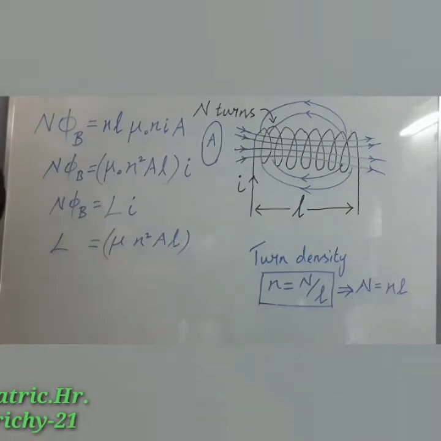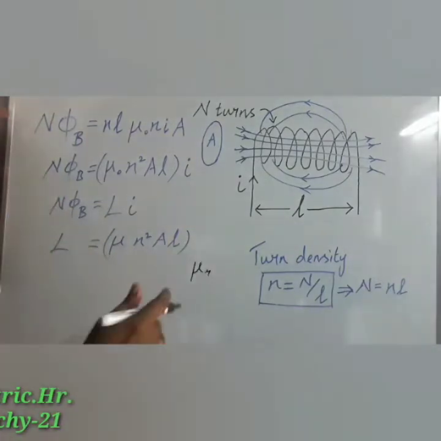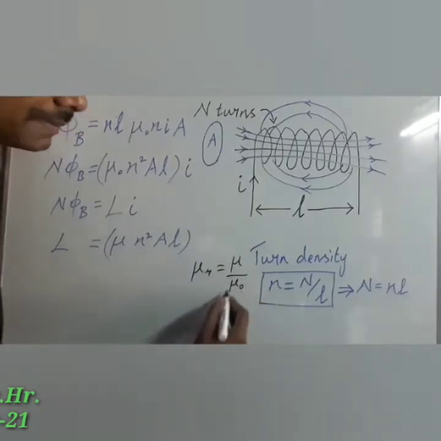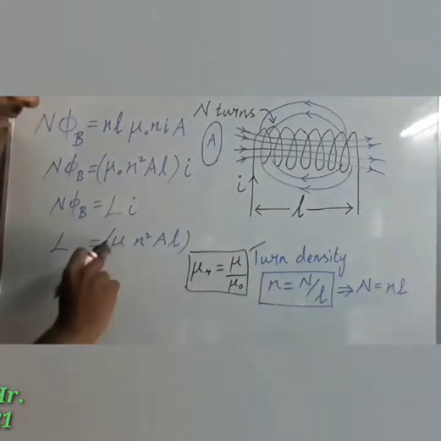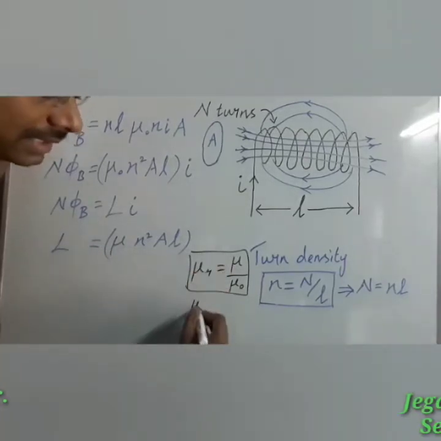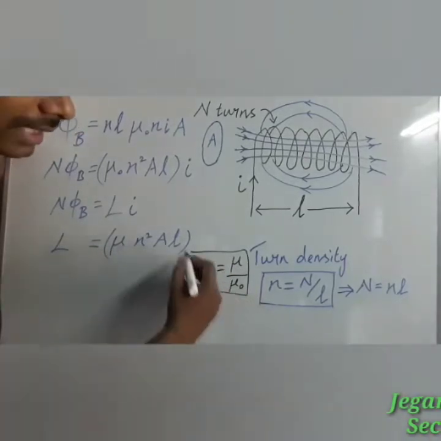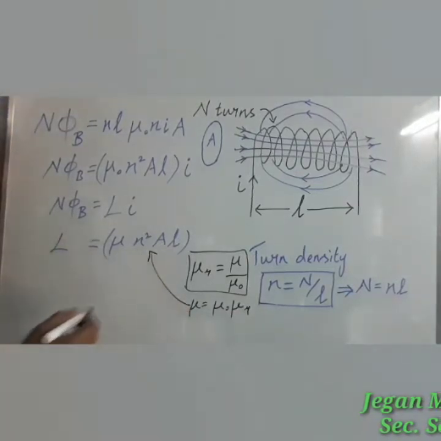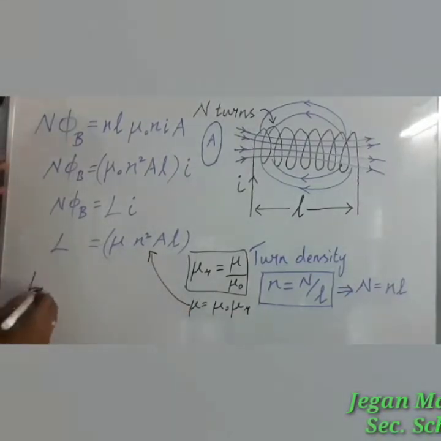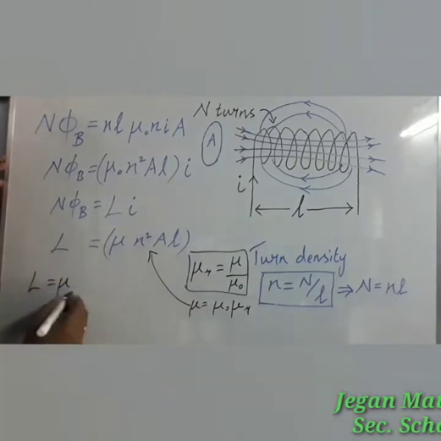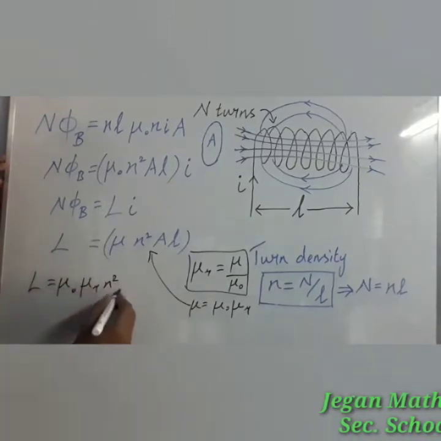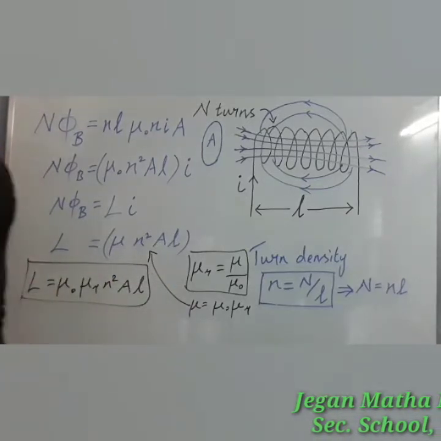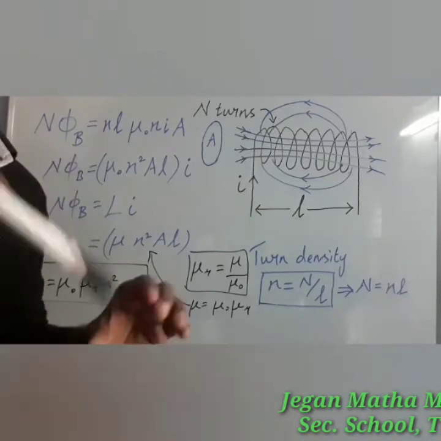Can we write it with respect to the relative permeability? Yes, of course. It is nothing but the ratio between the permeability of the medium and the permeability of free space. So mu is equal to mu naught into mu r. This expression can be substituted and you get another expression for the self-inductance: L is equal to mu naught mu r n square A L. It is another expression for the self-inductance when a dielectric medium is included in a solenoid.